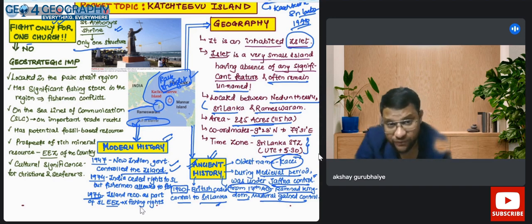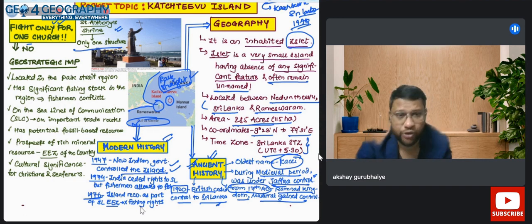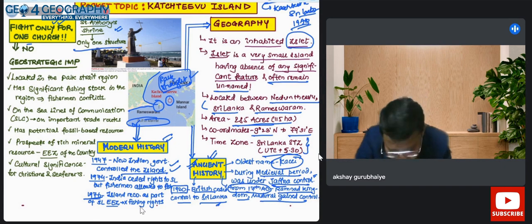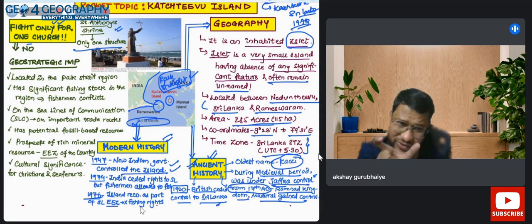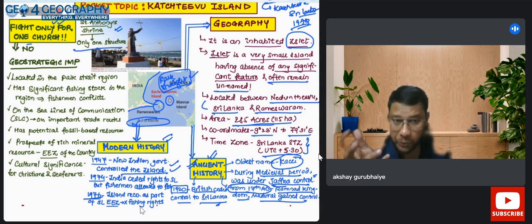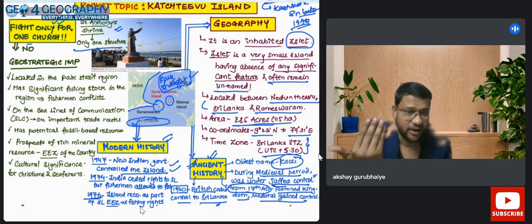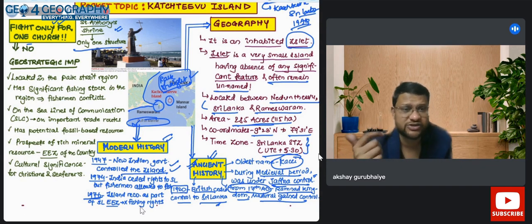For the native, surrounding community, this Saint Anthony Church is rather a point of cultural significance or a pilgrimage site, right? So is the fight between India and Sri Lanka only a matter of one single church or small island? The answer is no. If you can understand the geopolitical aspect, then it doesn't really matter what the area is, or which structure has been erected here.